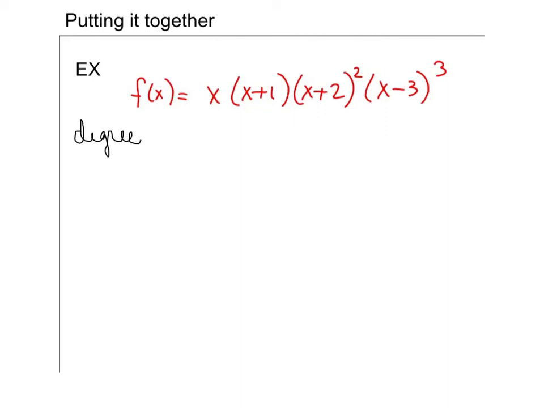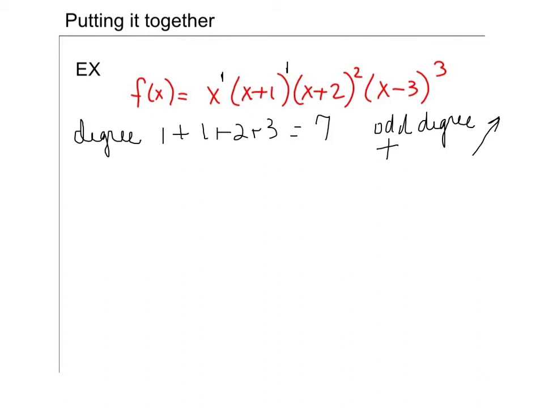And that's not too bad. This is to the first power, this is to the first power, this is the second and the third. When you add 1 plus 1 plus 2 plus 3, that's 7, so this is a 7th degree polynomial. So it is an odd degree. And further, the leading coefficient is positive, so it's going to rise on the right and fall to the left. There's your end behavior.